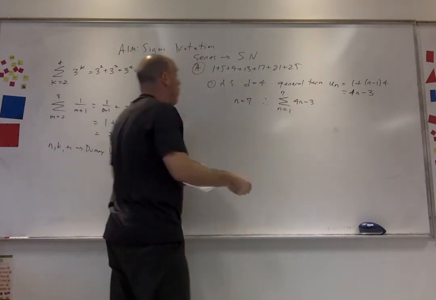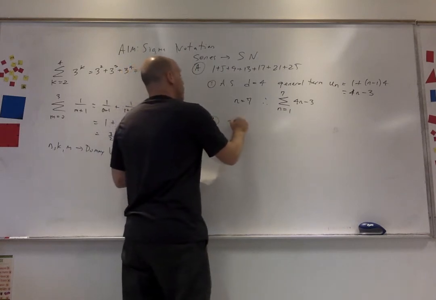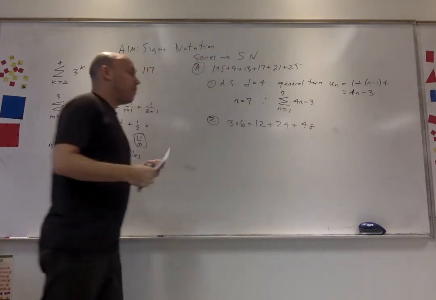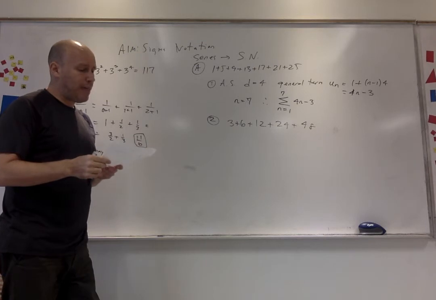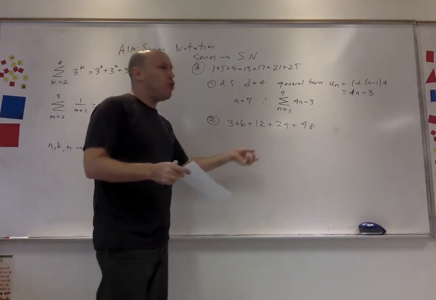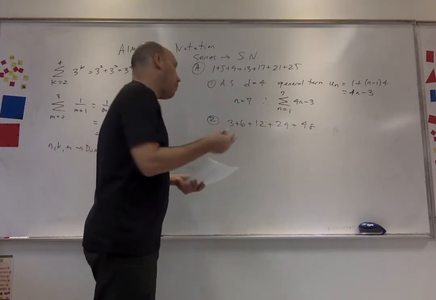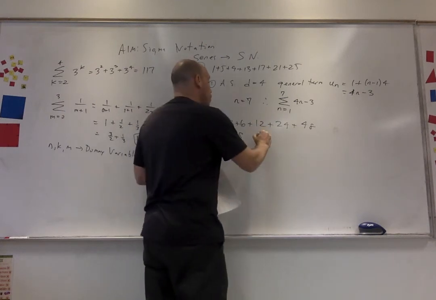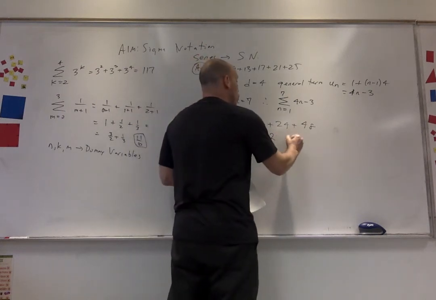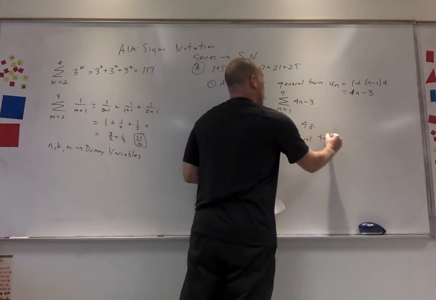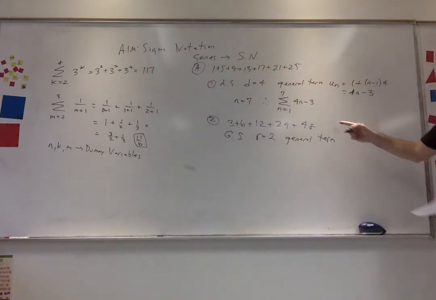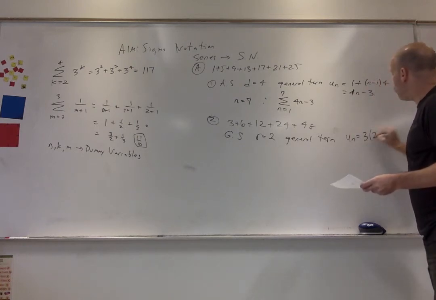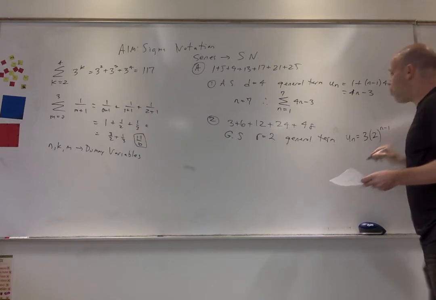Let's take a look at a geometric one. How about we look at 3 plus 6 plus 12 plus 24 plus 48. Right? So the question is how do we write this in sigma notation so we can easily get it into our GDC? Well, once again, you immediately recognize that this is a geometric series, and the ratio is 2. So the general term of the geometric series is u of n is equal to 3 times 2 to the n minus 1.